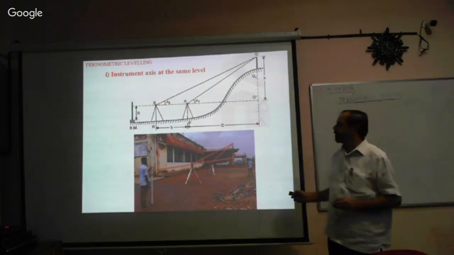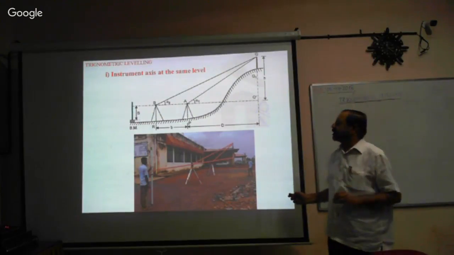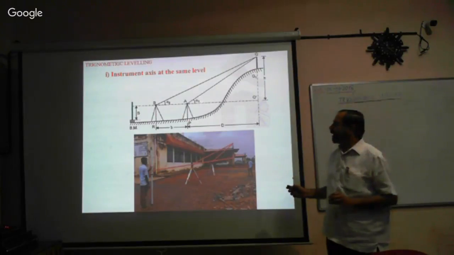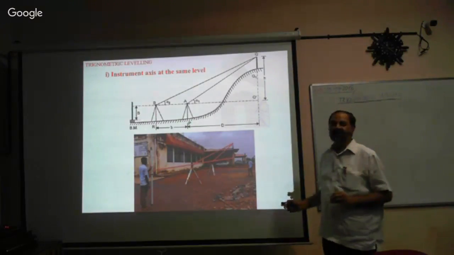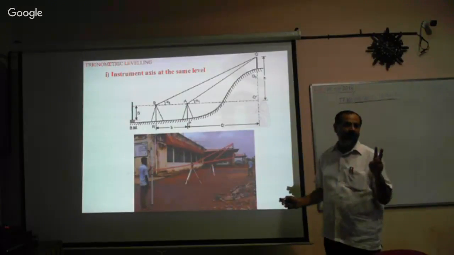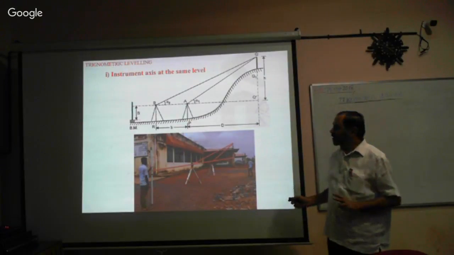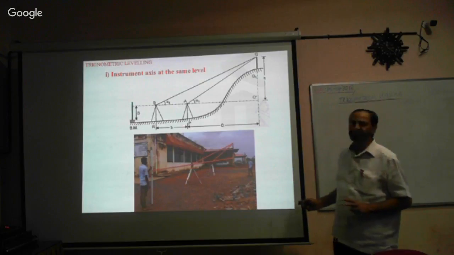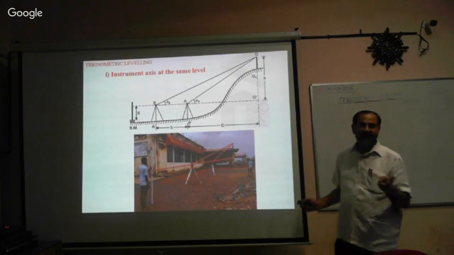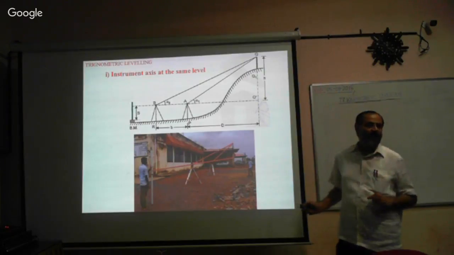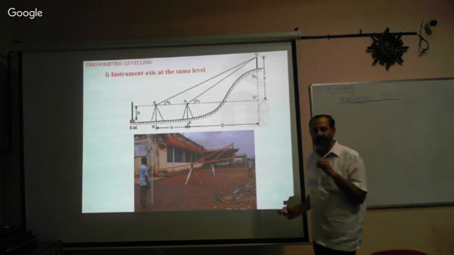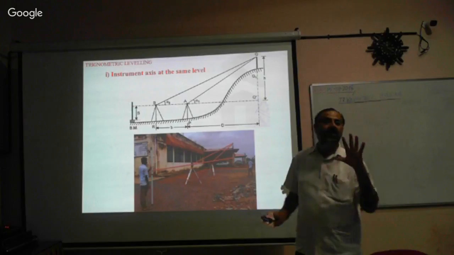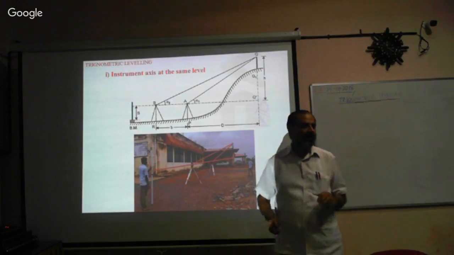At the first instrument station, the instrument is installed, the vertical angle is measured, and the staff reading is noted down. 2 readings, 2 data we have. In the second station, the vertical angle alpha 2 is measured, and the staff reading is measured, and also we have the distance between the first instrument station and the second instrument station. How many data do we have now? 5 data we have.